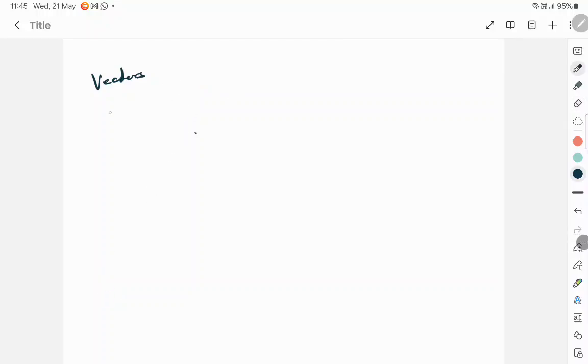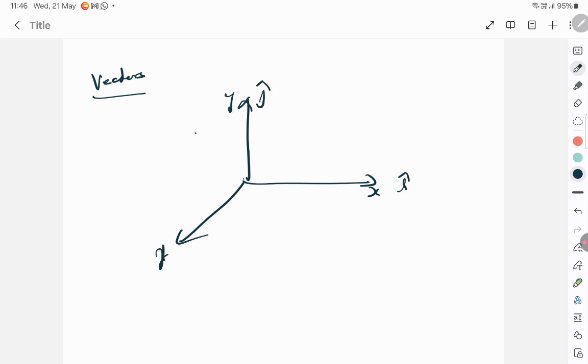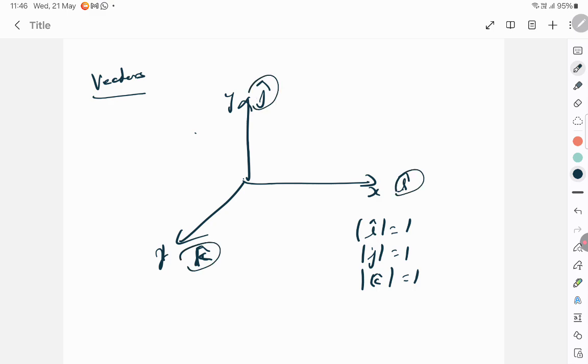So I'm going to deal with vectors now. Vectors have an x-axis, y-axis and z-axis, which can be represented as i cap, j cap and k cap. This is the representation of directions, and i, j and k are just unit vectors whose magnitude is 1. All that we can say is that they have a direction. This is along the x-axis, along the y-axis, and this is along the z-axis.